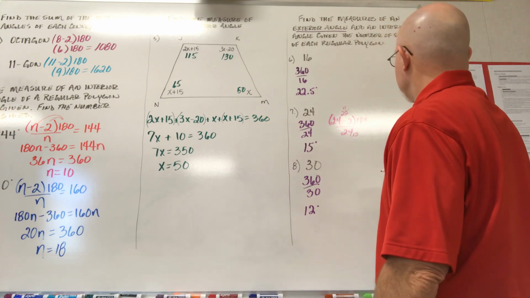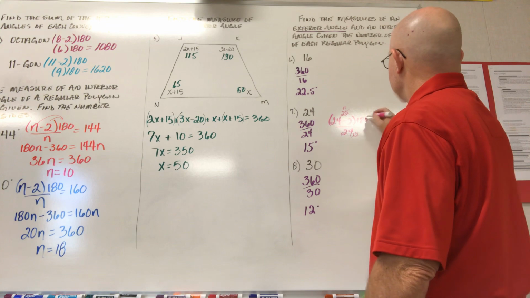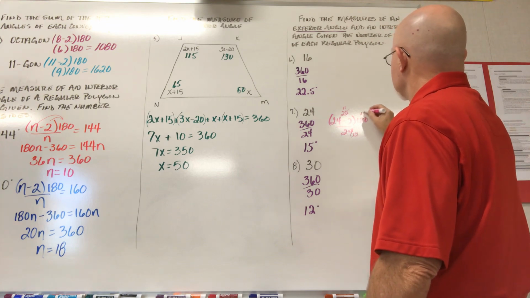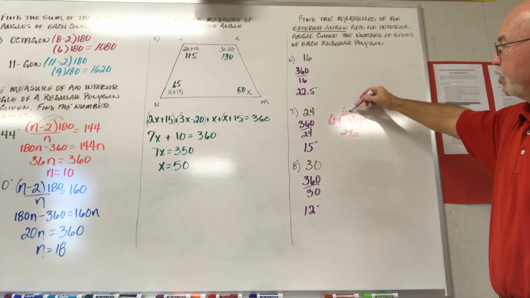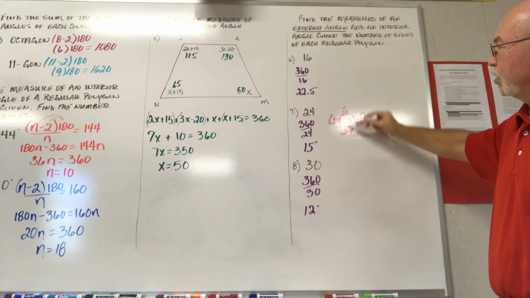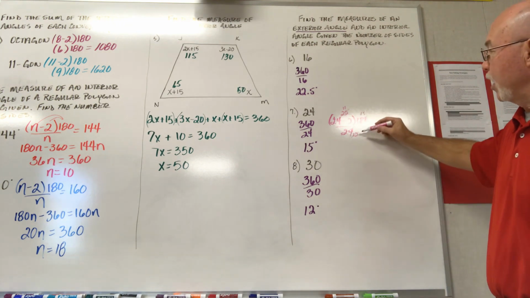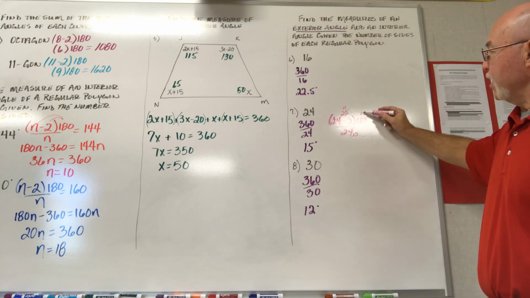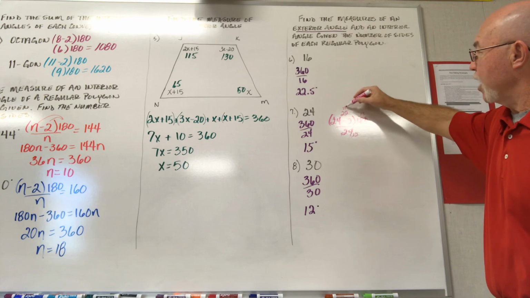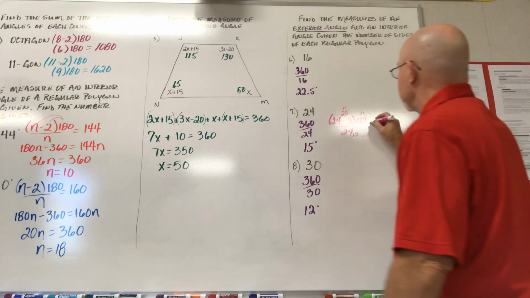Once I found that 24 minus 2 is 22, 22 over 24, yes, I simplified right away. Then I've got 12 and 180. I simplified that. So now all I have left is 15 times 11.